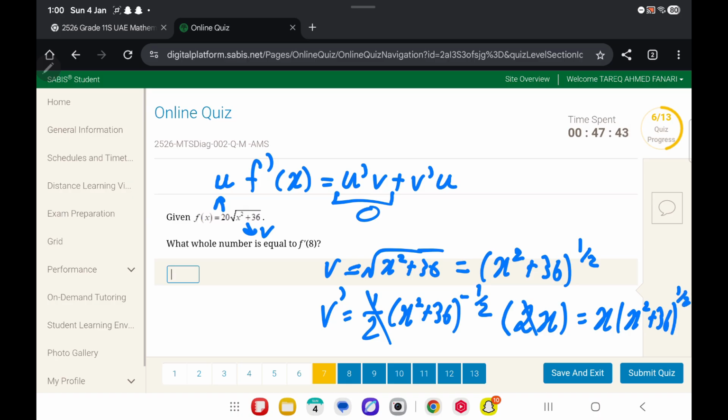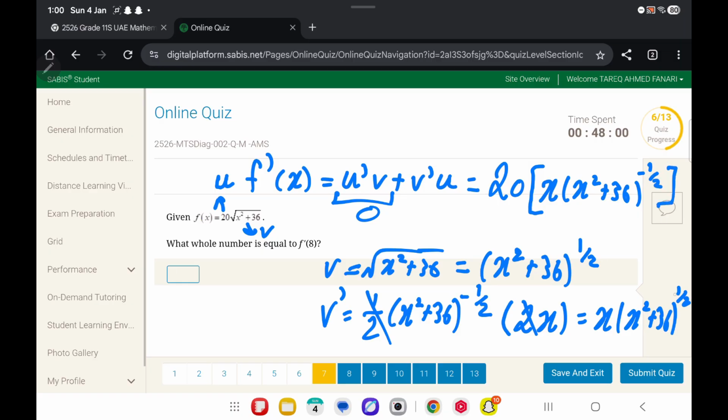Okay, so v prime u is what? V prime is this. U is 20. So this is 20 multiplied by x into, let me just add square brackets here, x squared plus 36 to the power of 1 over 2, negative 1 over 2.